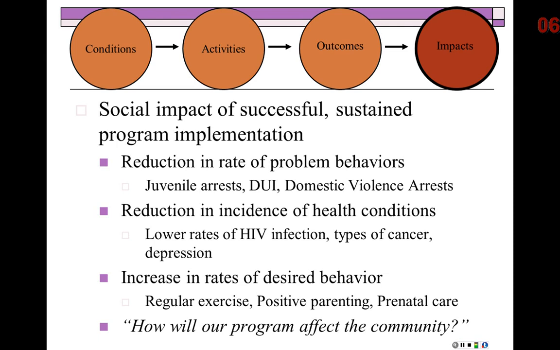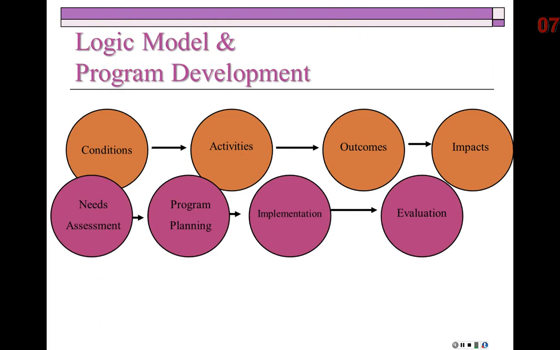And as you can see, this is sort of a linear process, right? So the things in the conditions should be linked to specific things and activities. Specific things and activities should be linked to specific things and outcomes. Specific things and outcomes should be directly linked to specific things and impacts. This should be a linear sort of process. And so after a program develops a logic model, or an evaluator works with a program to develop a logic model, then the program gets implemented, right? And so these are sort of the steps of developing a program.